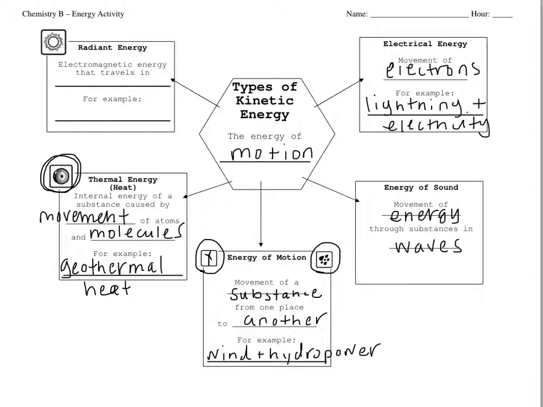And the last type is radiant energy. You were briefly introduced to this in your earth science class, if you took it already. And so that is electromagnetic energy. It also travels in waves, just in a slightly different way than sound energy. And so you see this little icon here, this is the sun, right?